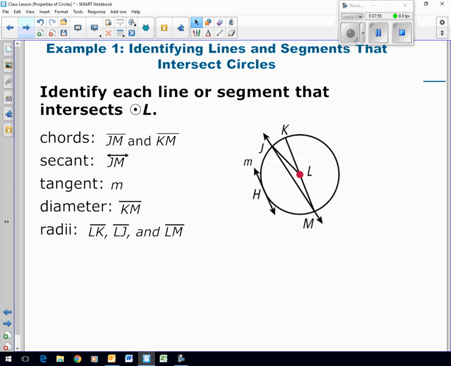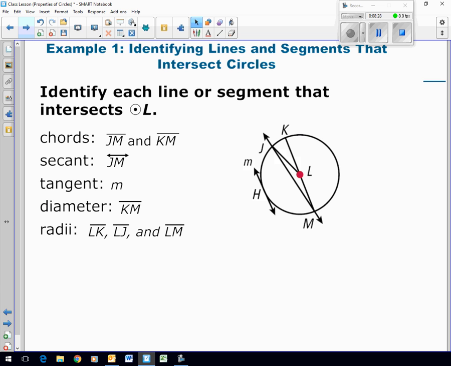Finally, we have radii. They're everywhere. LM, LK, LJ. What if I created one from L to H? Would that be a radius? Yes, it would. Guys, there are an infinite number of radii. Anything that goes from point L to the edge or the rim of the circle, anything is a radius. Okay? Everybody hear me on that?